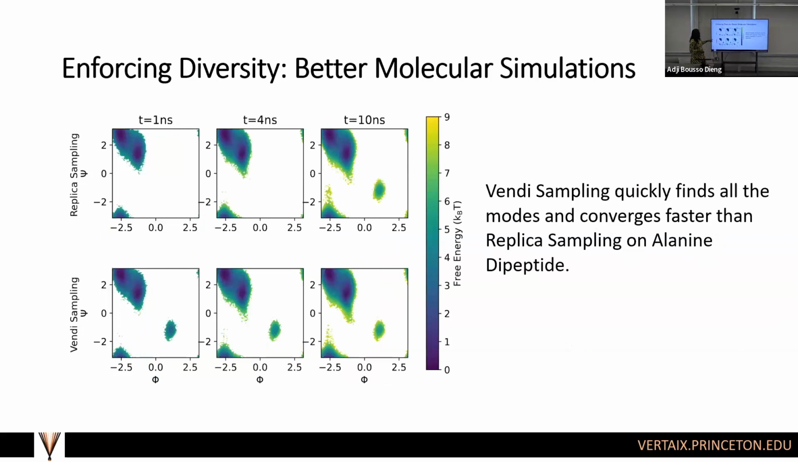You can see that the Vendi sampler gets to that ground truth for t equals even 1 nanosecond. We already recover all the modes. Whereas for replica sampling, you have to wait until 10 nanoseconds to be able to start observing the final mode. Nanoseconds is a long time scale for these simulations, actually.